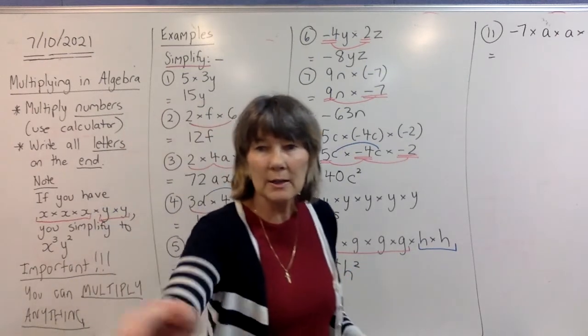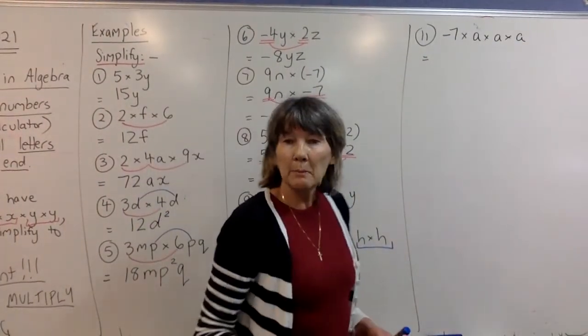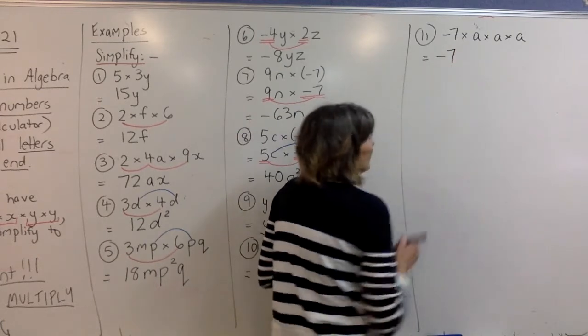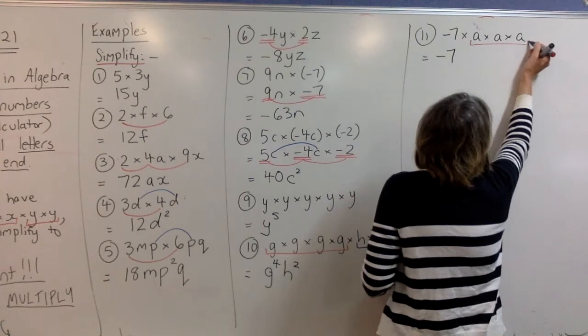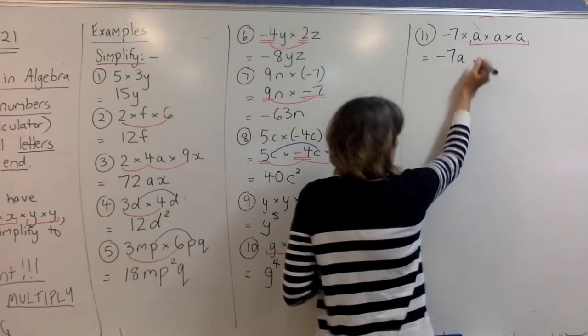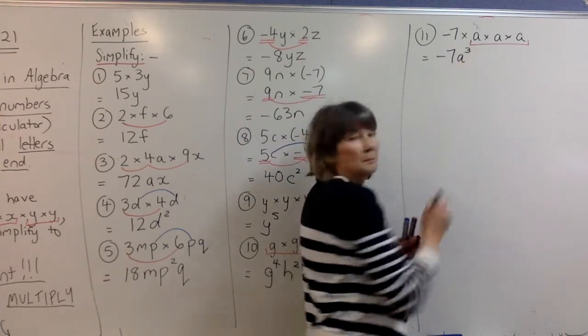All right, and the last question over here. We've only got one number, so we don't need to multiply it or anything. We just write it down. It's just minus 7. And what happens here with these letters? You only write the A once, but how many times do you see it? 3 times, so that's the little number at the top.